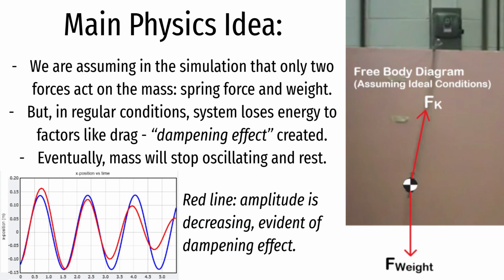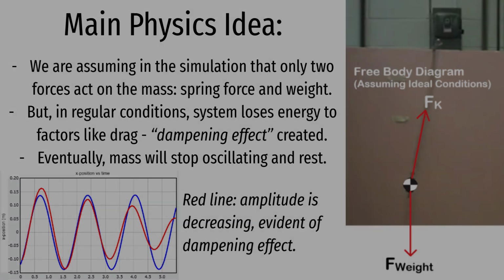The main physics idea is that there are two forces acting on the mass, the force of the spring and the force of gravity. However, there is another force that separates our ideal GlowScript system from reality: drag or air resistance. Drag creates a dampening effect. Basically, the mass will oscillate less and less and eventually reach a state of rest because the system is constantly losing energy to drag. We will see this in detail in the results section later.